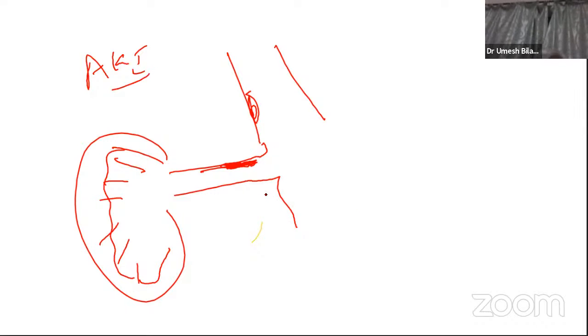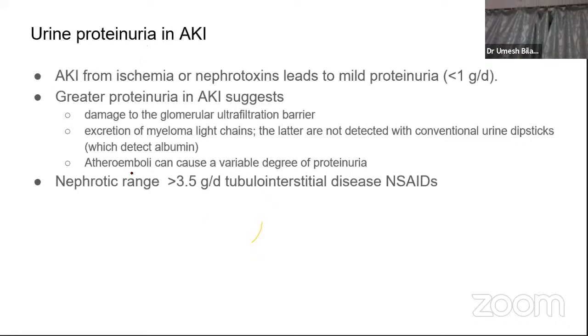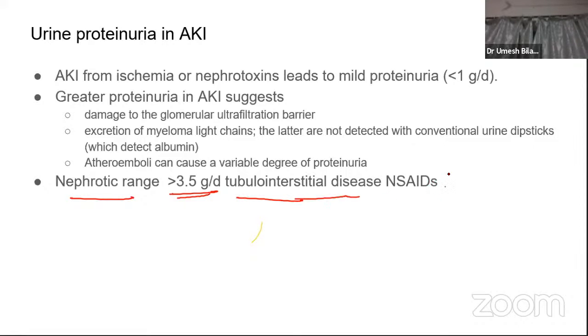So this atherosclerosis can also cause AKI like that. Atherosclerosis causes AKI because of that, and they will develop a variable degree of proteinuria. It could be less than 1 or more than 1, but more often it is more than 1 anyway. And as you are telling, the nephrotic range, if you got a proteinuria which is very high, more than 3.5 grams per day, then you should suspect nephrotic syndrome or tubulointerstitial disease caused by NSAIDs. NSAIDs. Okay.